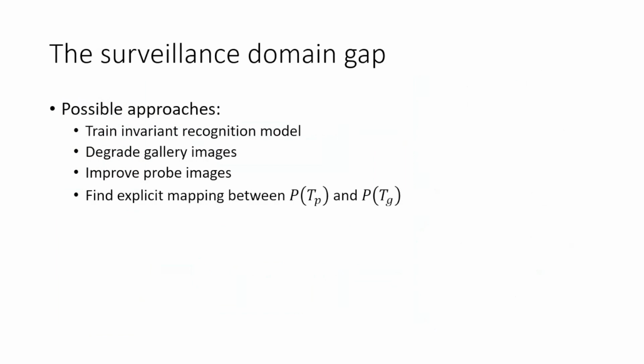Now, different kinds of solutions to this problem have been proposed. For example, you can train a face recognition model explicitly to be invariant to the quality of the input image. Alternatively, you can either degrade the gallery images or improve the probe images to help bridge the domain gap. Attempts have also been made to find explicit mappings between the distributions of probe and gallery image templates.